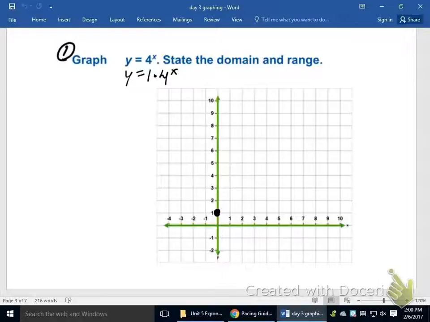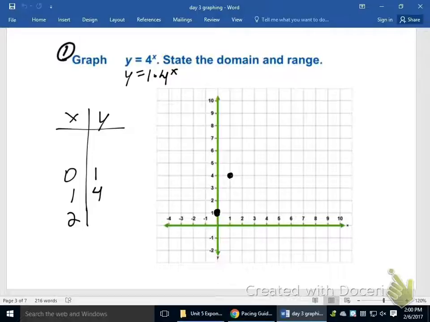Now I can go through and make a table of values, and you can use your calculator for this. That's completely fine. And see what other values you get. So for x equals 1, plug in 1. 4 to the 1 is 4. 1 times 4 is 4. So (1, 4) is another coordinate. And if I use a 2, 4 squared will be 16. I'm going to be up off my graph, but I'm going to make mention of it there.